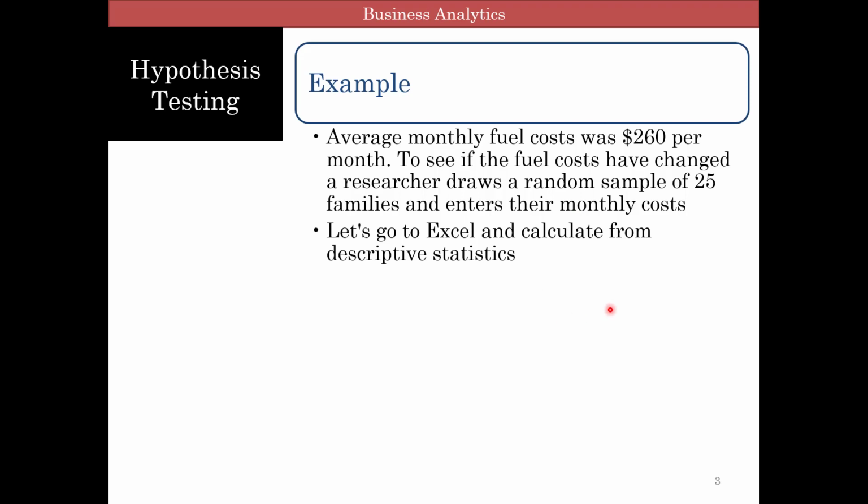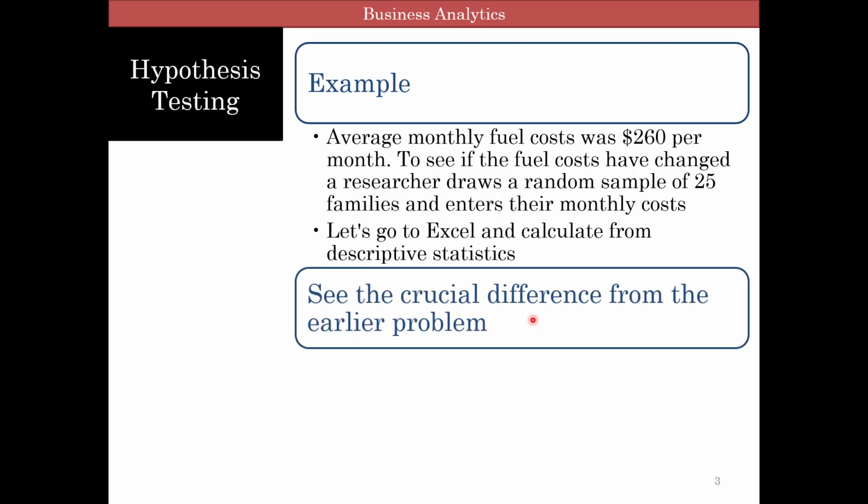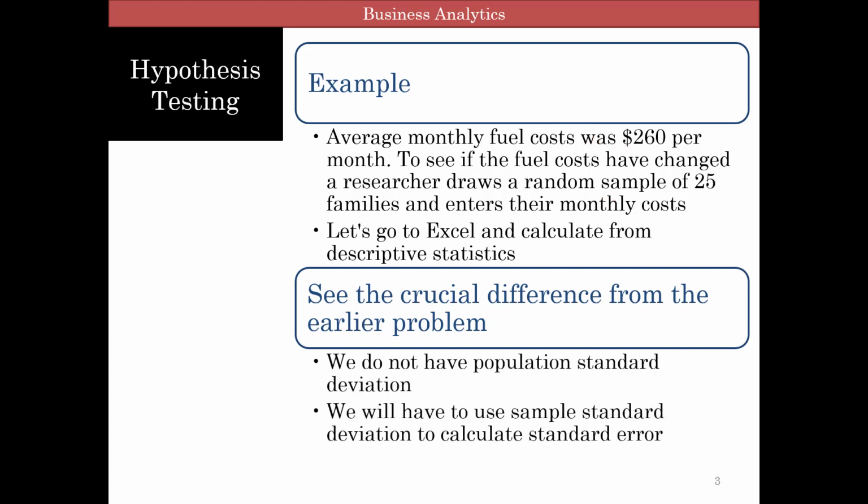So we'll go to Excel after this slide, but notice the difference between z-scores and t-scores. When we talked about average monthly fuel costs with z-scores, we actually had the standard deviation right here with this average cost. We don't have the population standard deviation here, and we are going to have to use the sample standard deviation to calculate standard error. So let's go to Excel and take a look at this example.